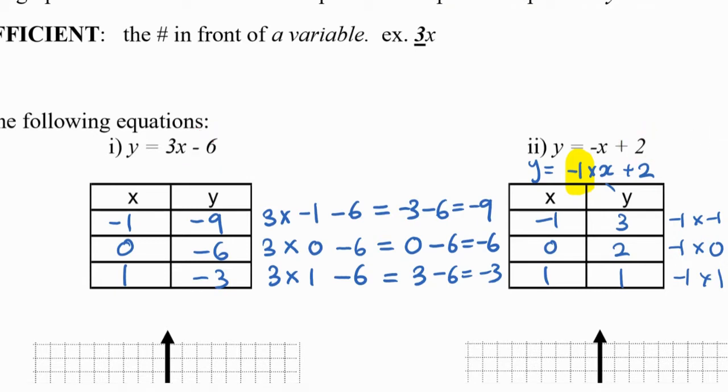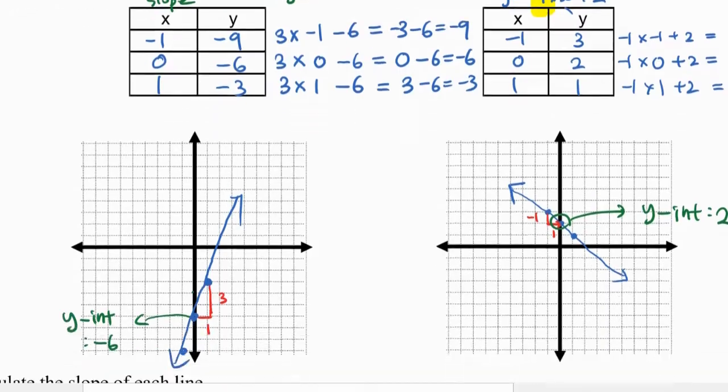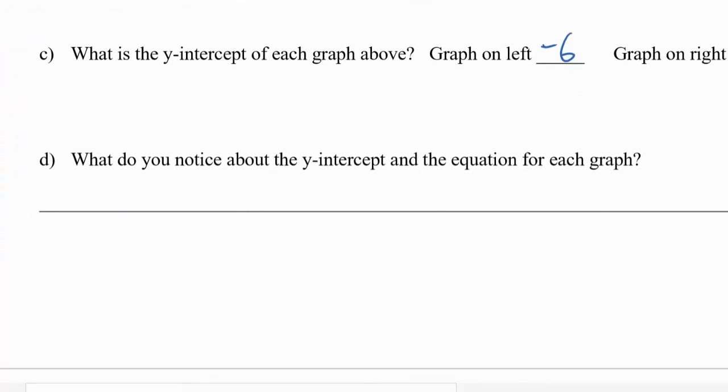So basically everyone, when you have this form, this is the slope, and including the sign, this is the y-intercept. So this equation is telling you everything, the slope and the y-intercept, right? So you say the constant and the y-intercept are the same, okay?